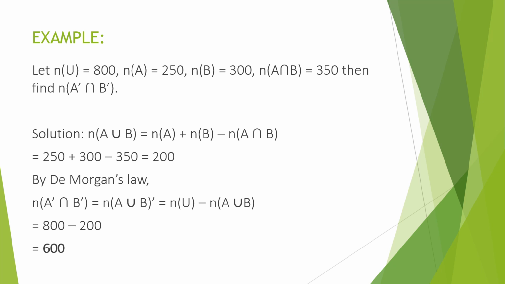By DeMorgan's law, N of A dash intersection B dash is N of A union B whole dash. That means the number of elements in the universal set minus the number of elements in A union B. Complement means universal set minus the set. So 800 minus 200, which gives you 600.